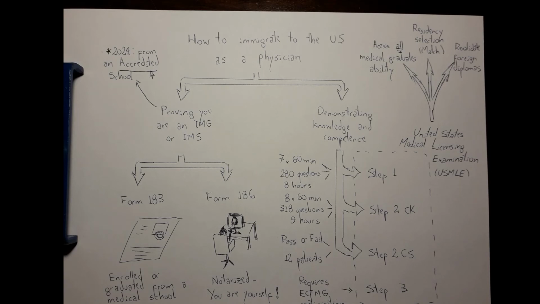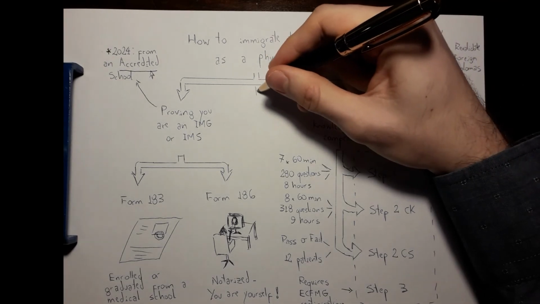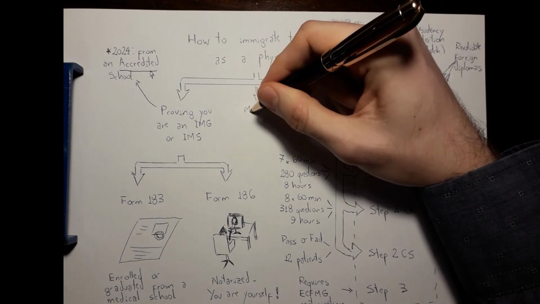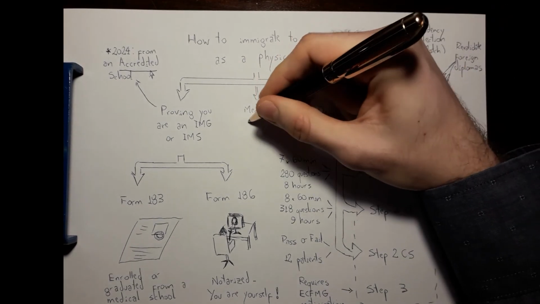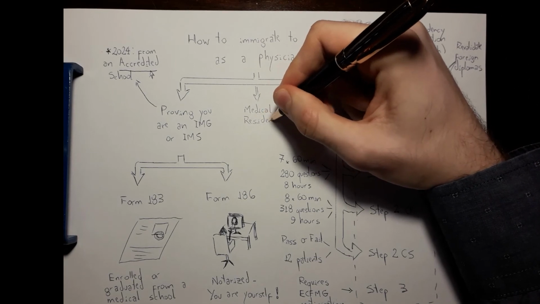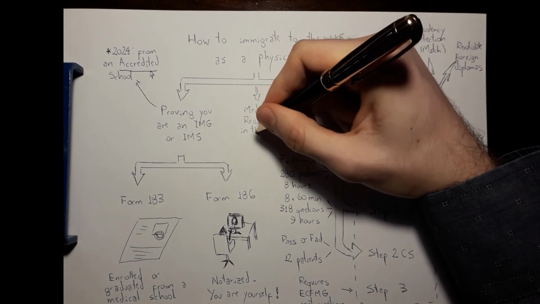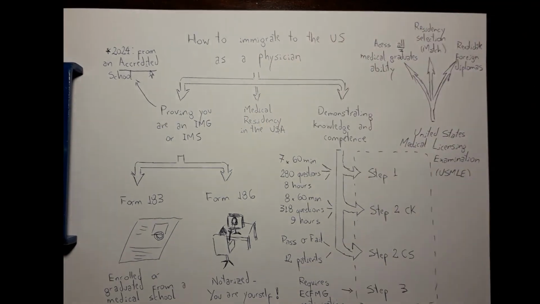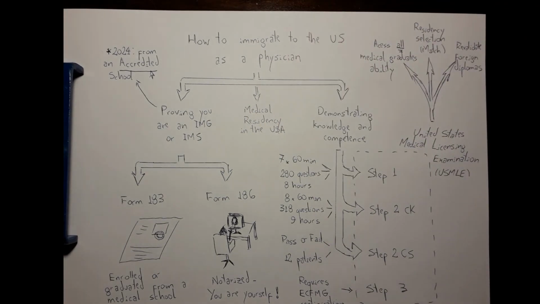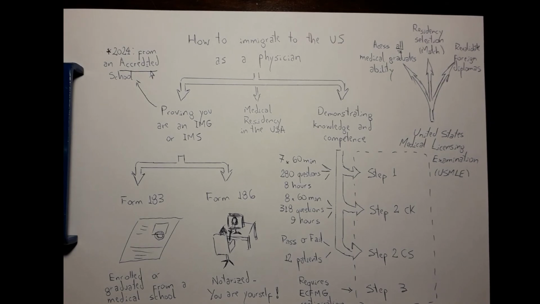Finally, the US is somewhat unique among many countries in that it requires a physician to complete a medical residency in the United States in order to be eligible to freely practice medicine. Therefore, if you've already completed a medical residency in your native country, do consider you will most likely have to redo it in the United States. Medical residency in the US usually ranges from 3 to 5 years with a few exceptions.